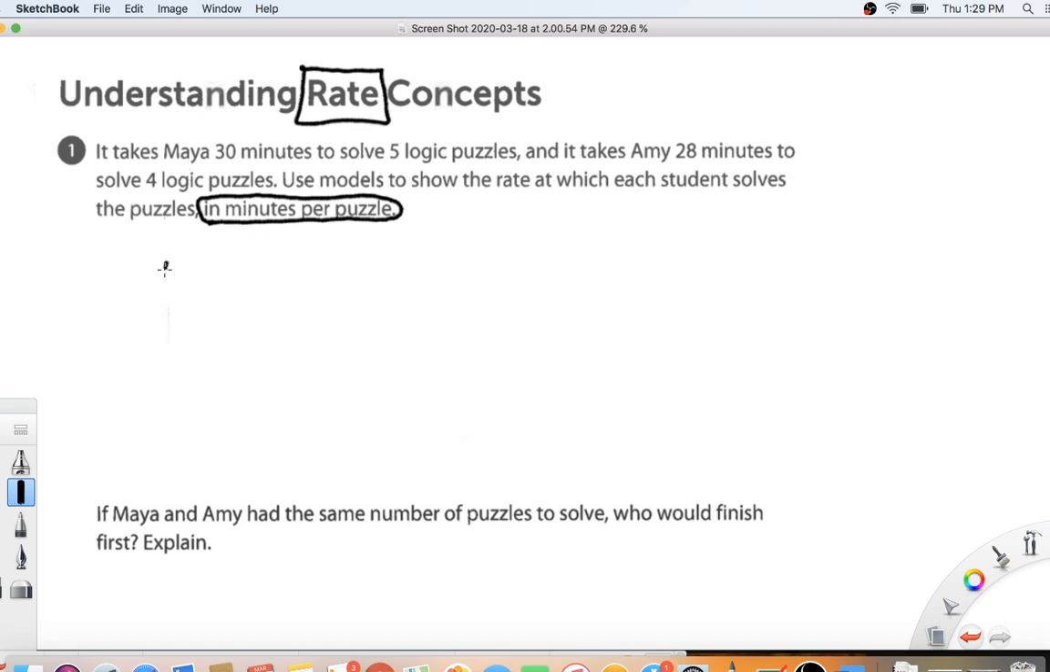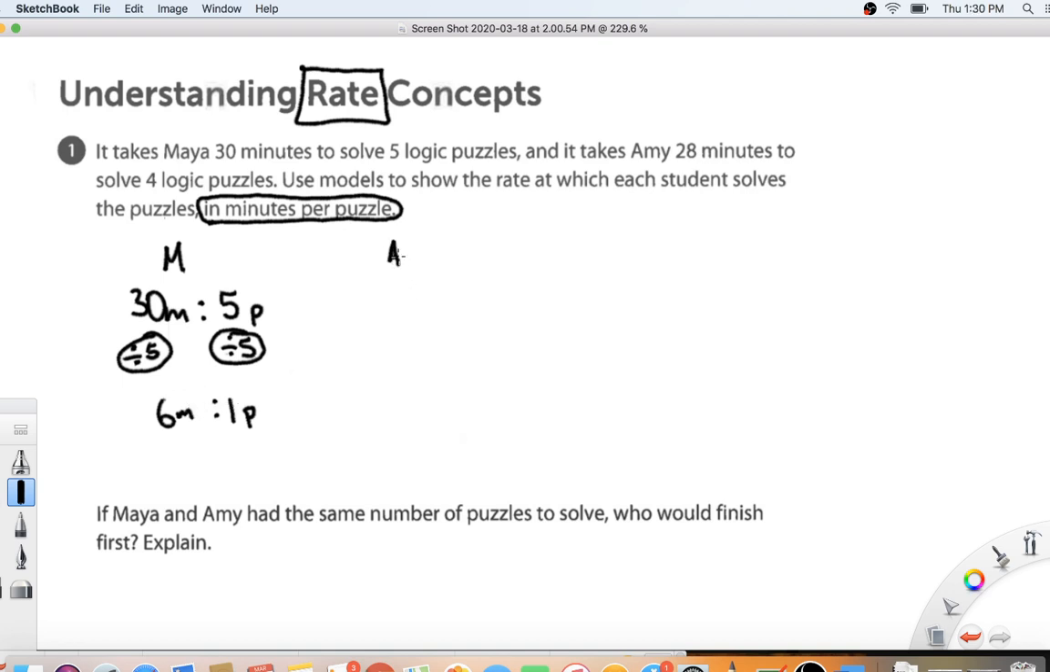So for Maya, we're going to put M right here, and we're going to say 30 minutes to 5 puzzles. And we need to make the puzzle into a 1. So this 5 needs to become a 1. How do you make a 5 into a 1? Well, you divide 5 by 5. But whatever we do on one side, we have to do on both sides. So that means I'm going to have 1 puzzle left, and then 30 divided by 5 is 6 minutes. So for Maya, it takes her 6 minutes to do 1 puzzle.